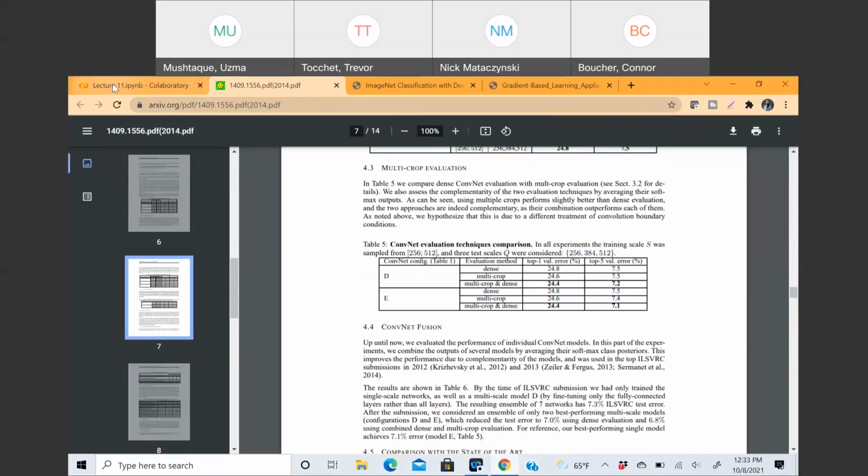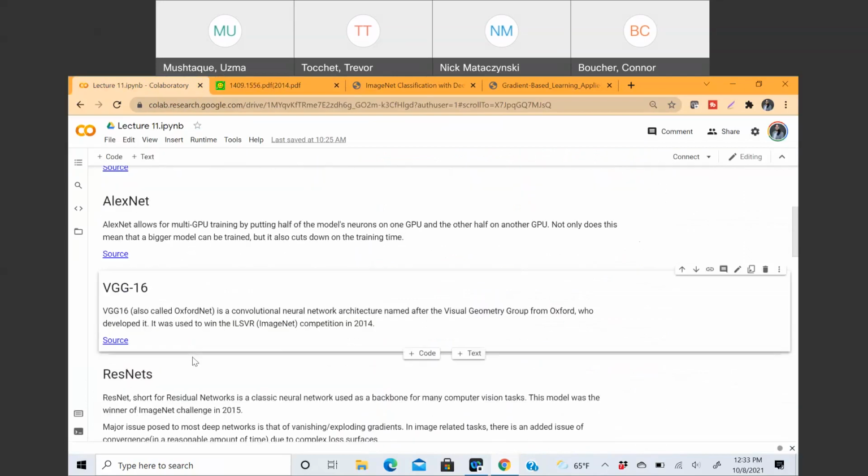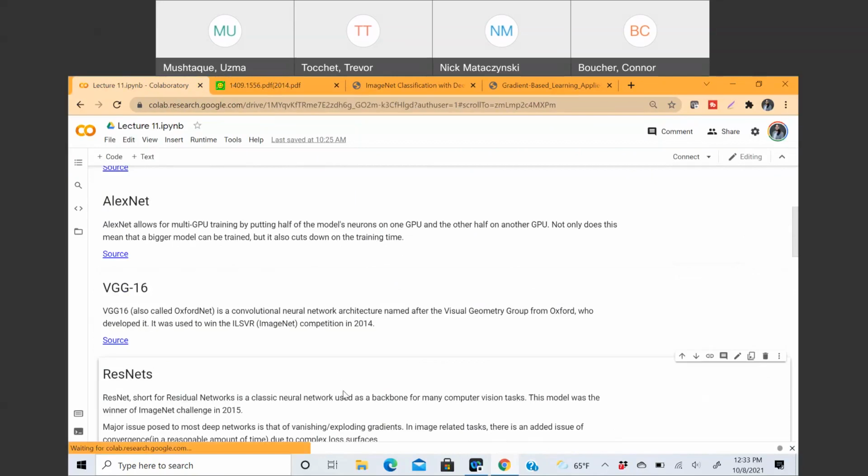So I've provided the link again, and you're free to go and read these three papers. I feel that they would be a good addition to your knowledge, specifically if you're planning to use any of these networks for your final project. I know a couple of teams are, so it would make sense to go and read these.